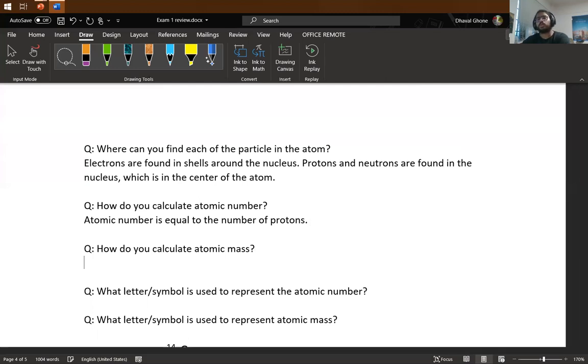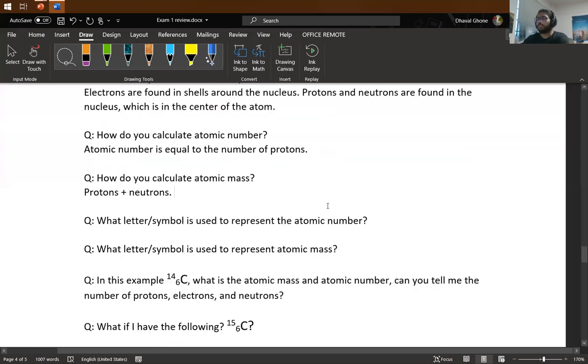How do you calculate the atomic mass? To calculate atomic mass, you do number of protons plus number of neutrons, because we said protons and neutrons contain significant amount of mass on them. That's the only way to find the atomic mass of an atom. And the units would be atomic mass units as well.